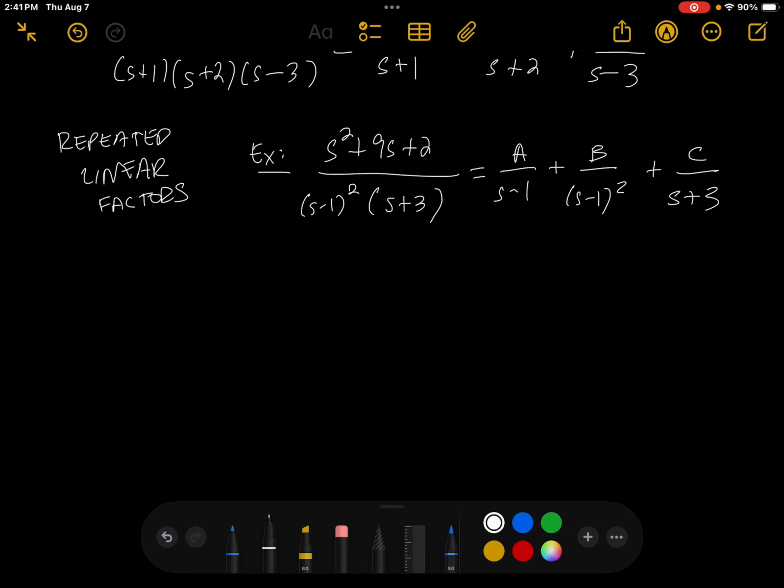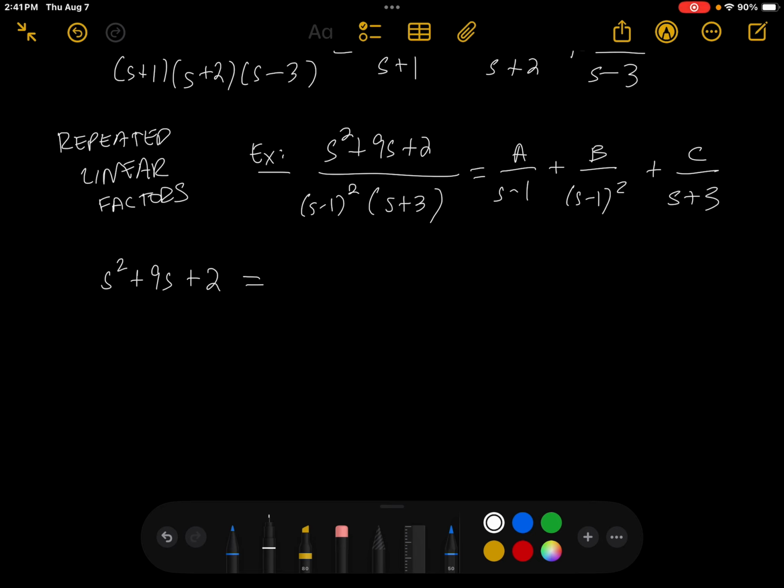So again, we're going to multiply both sides by the bottom, and you're going to get s squared plus 9s plus 2 equals, well, it's a good idea for you to write down what we're going to get and then check. Okay, so if you want, you can pause the video and then write down what you're going to get and then check. Okay, let's see what you get.